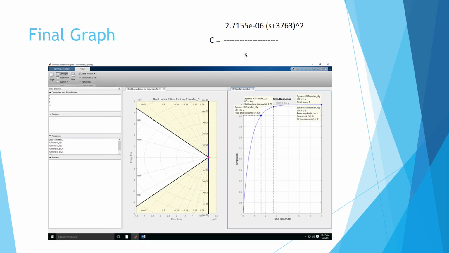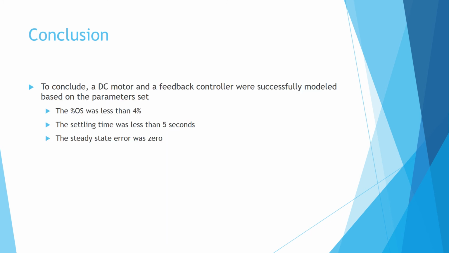This gave me a final graph with everything I needed. My steady state error is 0, my percent overshoot is less than 4%, and my settling time is less than 5 seconds. To conclude, a DC motor and a feedback controller were successfully modeled based on the parameters that I set, where the percent overshoot was less than 4%, the settling time was less than 5 seconds, and the steady state error was 0.